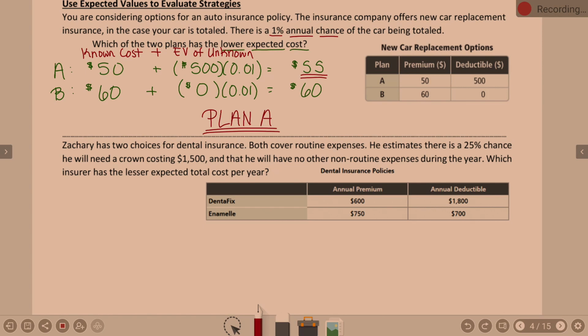Okay. Another insurance one. Zachary has 2 choices for dental insurance. Both cover routine expenses. He estimates there is a 25% chance he will need a crown costing $1,500, and that he will have no other non-routine expenses during the year. Which insurer has the lesser expected total cost per year? Okay, so what are we looking for? Lesser expected total cost.